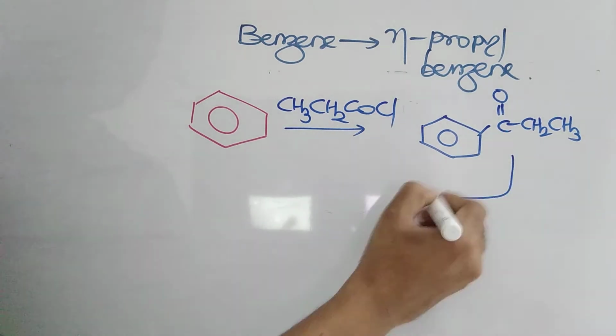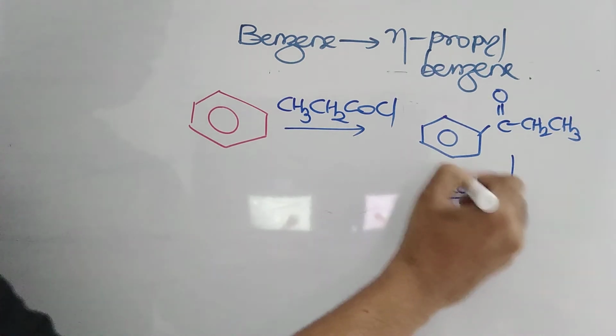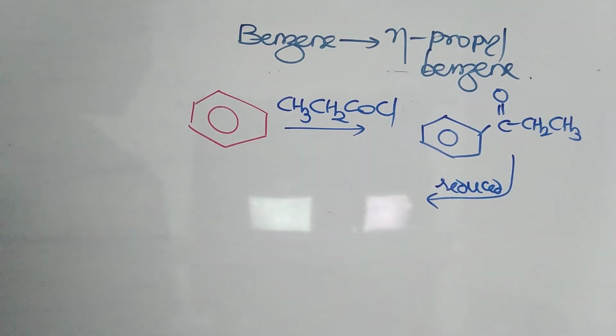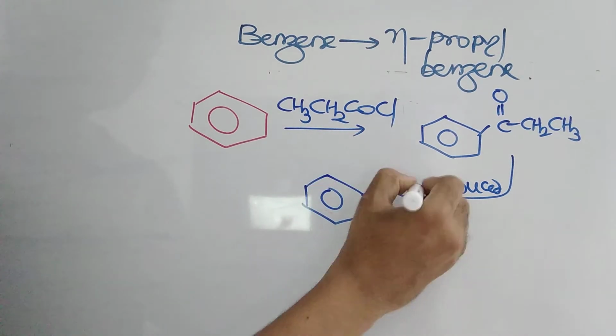This can be reduced. You can use Clemmensen reduction, Wolff-Kishner reduction, any reduction. This is the easiest way.